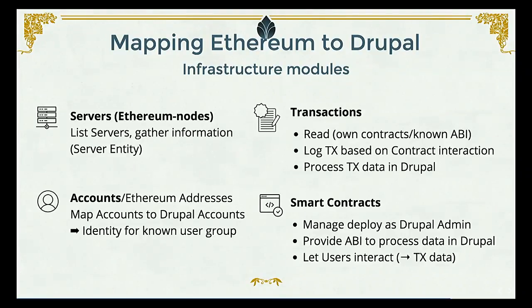So I'll try to get a little bit to the architecture. We have the Ethereum nodes, which are the decentralized network. One plan is creating an entity type for nodes so that you can do an easy listing in views, listing all the servers, whatever, whether they're online or offline, or gather server information by querying nodes. Currently, we only have one fixed connection, but this is one part.